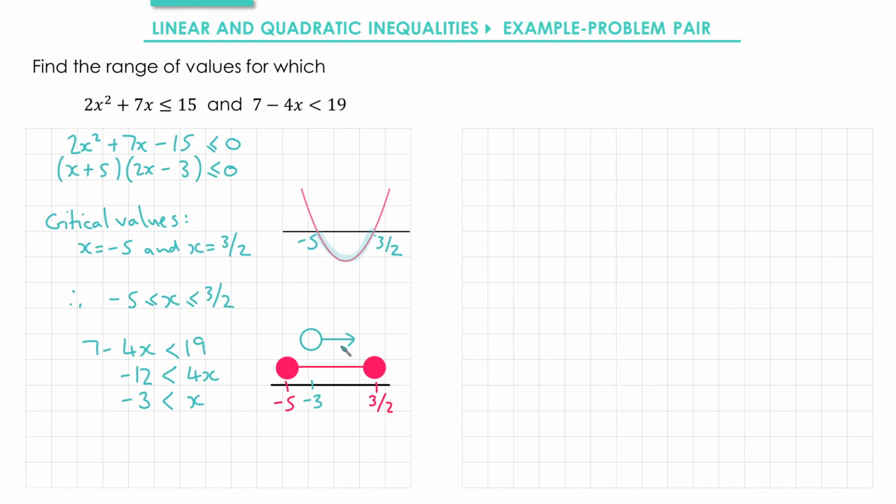Now that we've got our diagram, we want to find the region that satisfies both inequalities. So it has to be both bigger than negative 3, but also in between these two values. So that means it cannot be bigger than 3 over 2. So the region we want are the values that are bigger than negative 3, but less than or equal to 3 over 2.